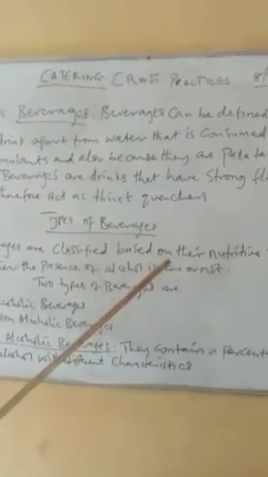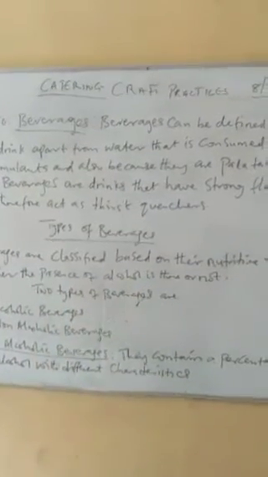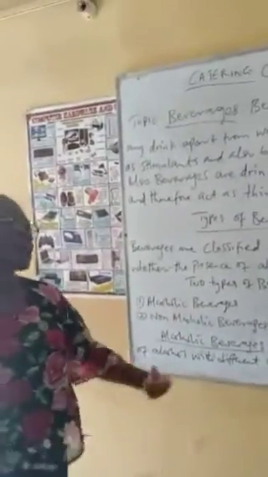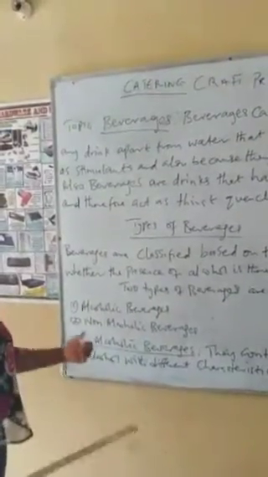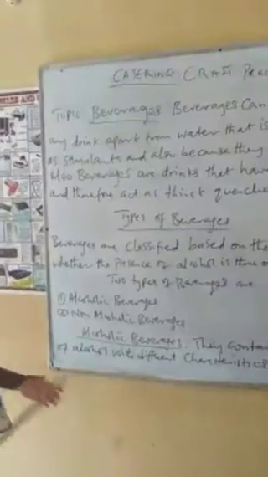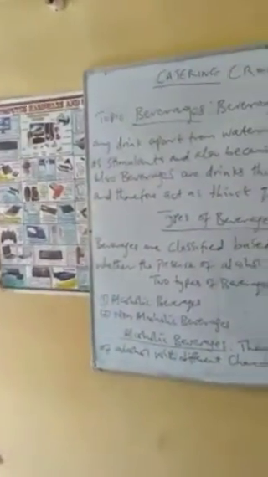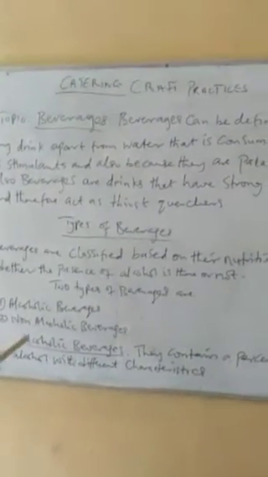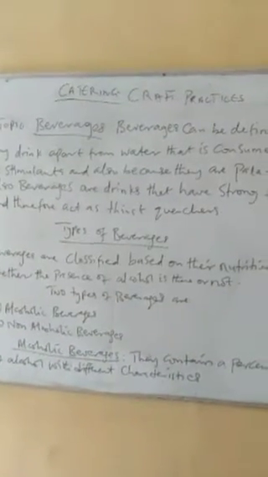Beverages are classified based on their nutritive values, whether the presence of alcohol is there or not. That's the classification, how they are divided. We say that they are divided into two. One, alcoholic beverages. Two, non-alcoholic beverages. Are you with me? These alcoholic beverages have some examples, and the non-alcoholic beverages also have some of their examples.